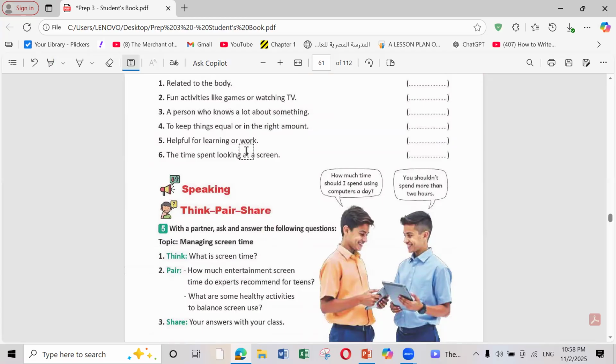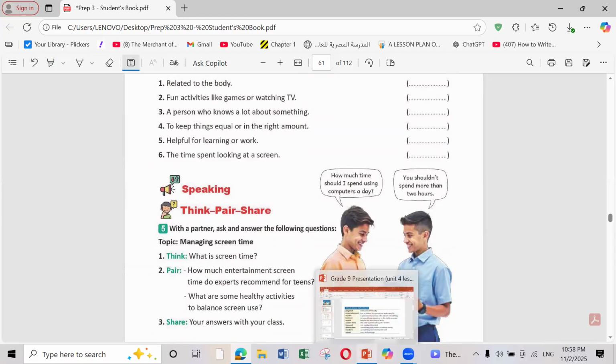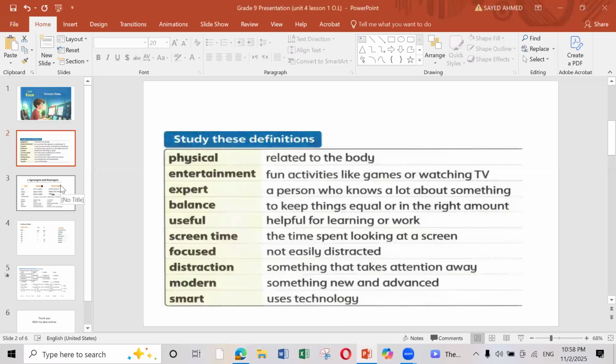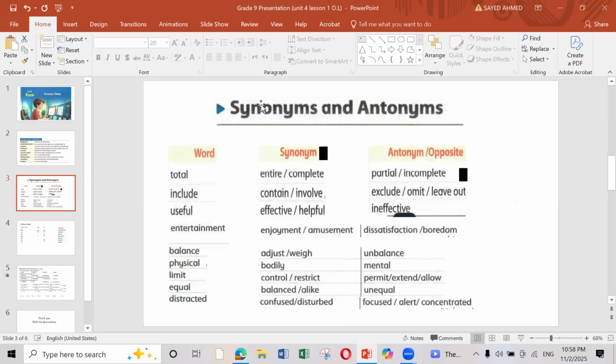we finished the most important things in the lesson, but I will go with an extra and additional exercise to understand more about this lesson. Look at this slide here. We have here synonyms and antonyms. We have the word and its synonym, and we said before that synonym means the same meaning of the word. Antonym means the opposite of the word.